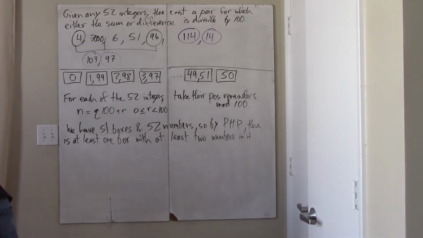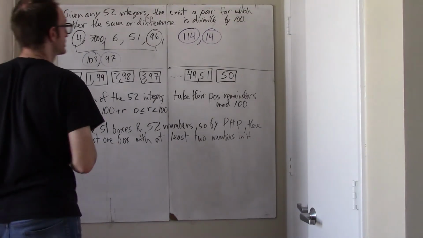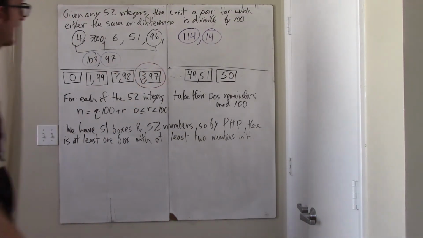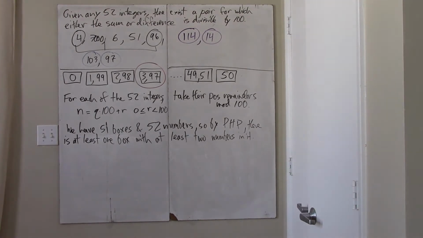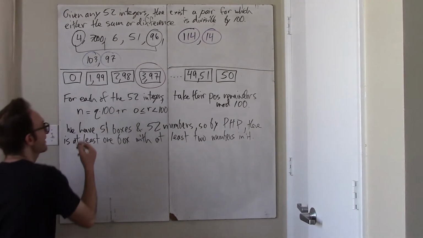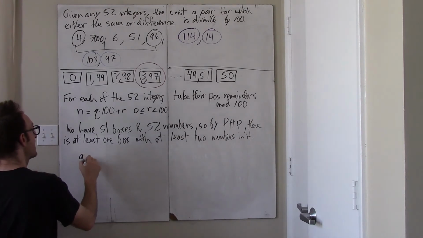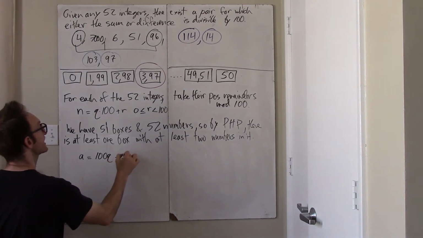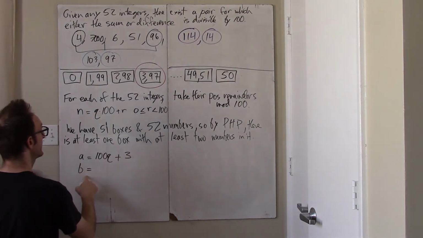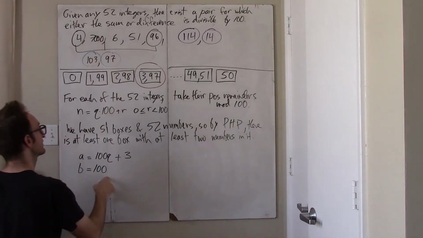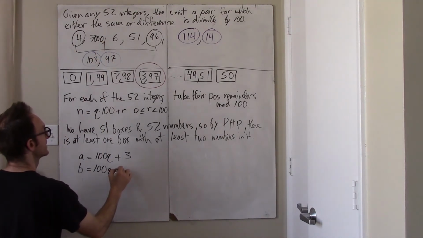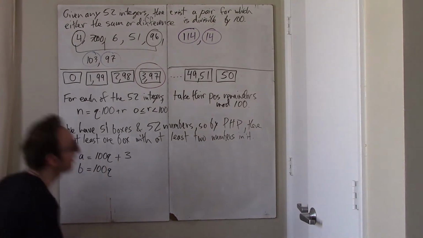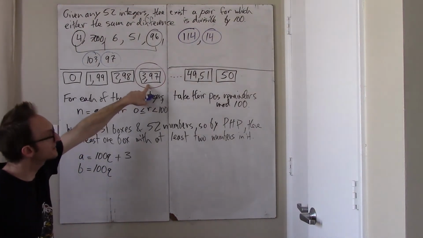So the more interesting case is what happens if the two numbers, and remember the Pigeonhole Principle guarantees us that there's at least one of these 51 boxes with two numbers in it. So take the 3-97 box. What does this mean? It means that we must have some number, say, call it A, which is of the form 100q plus 3, and some number B of the form 100q plus... Oh, actually no, it's more complicated than that. All it says is that within this box there are two numbers.